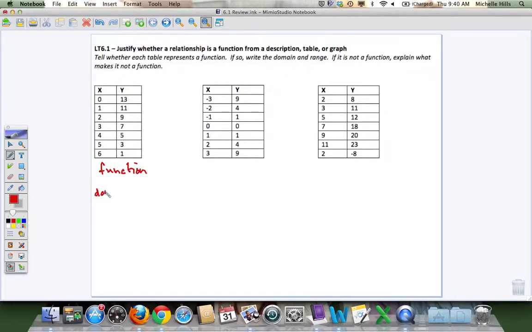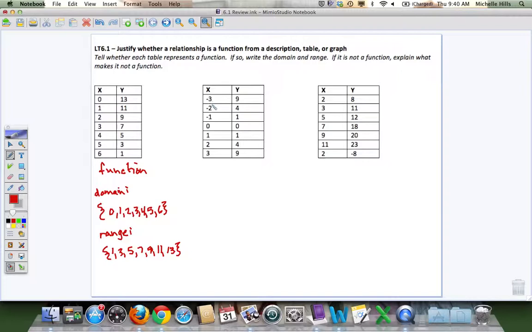The domain is the x values in order in set notation. So 0, 1, 2, 3, 4, 5, 6. Close my set notation. The range is my y or my output values in order from least to greatest with no repeats. So 1, 3, 5, 7, 9, 11, and 13.